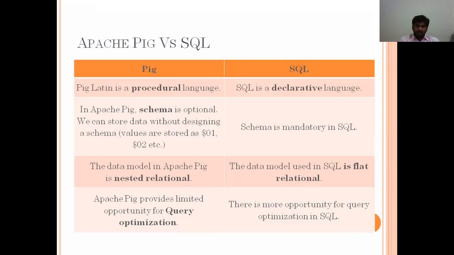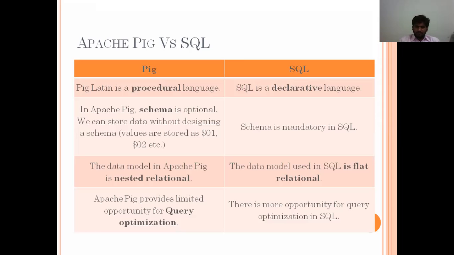The data model in Apache Pig is nested relationships. What is the meaning of nested? We have heard this many times. In any programming language you learn, there is a concept called nested: nested if, nested for, nested functions, nested loops. What does nested mean? Things inside things, the same things inside. The data model used in SQL is a flat relationship. We don't have any nested relationships in SQL.